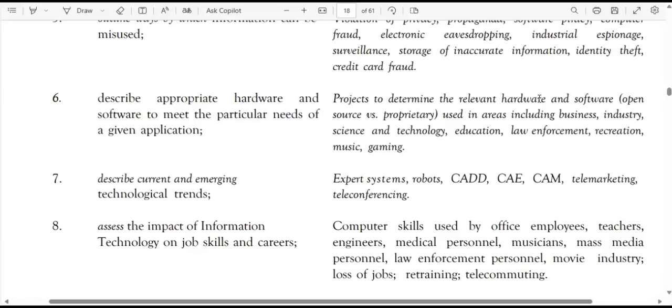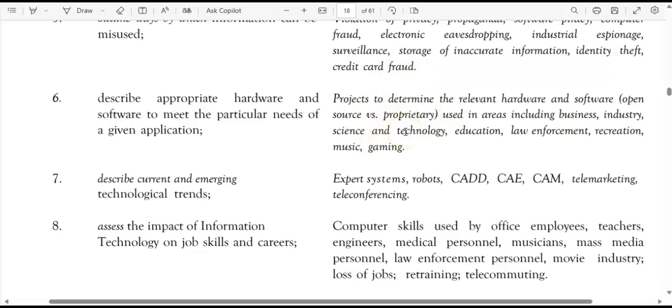All right. So I think the only ones we did not look at are law enforcement and recreation. But if you get a question asking you to describe the appropriate hardware and software to meet the particular needs of a given application, this is the answer that is expected of you.